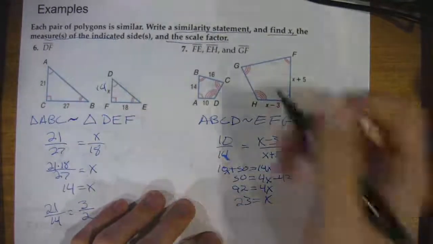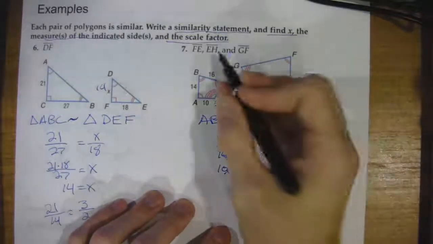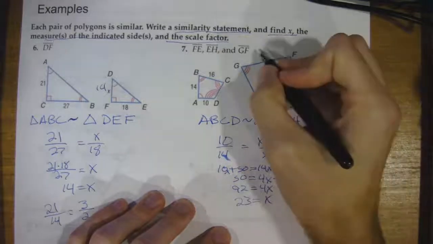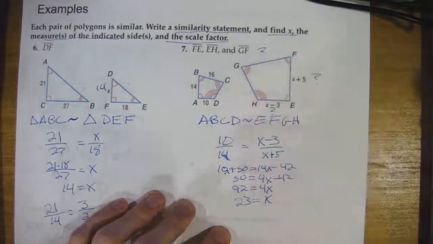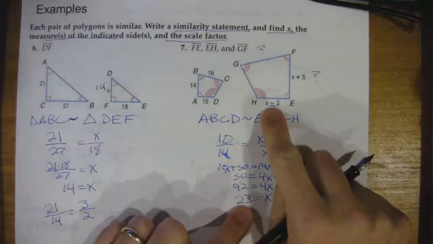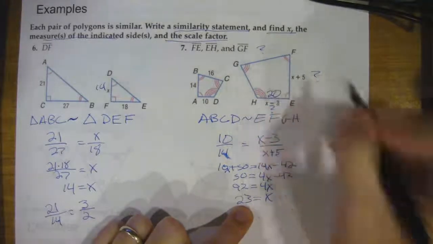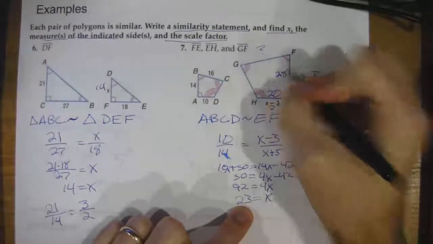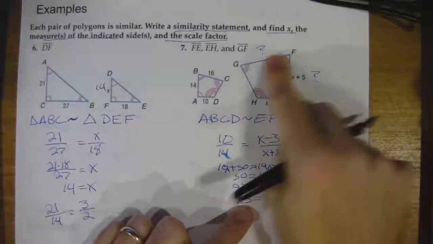So let's see here. We needed FE, so we need this one. HE, or EH rather, so this one. And then FG or GF, so this one here. All right, well, let's write them in. 23 for x. So if I take 23 and subtract 3, that is 20 for this side. 23 added to 5 is 28. And then we need to figure out this one.